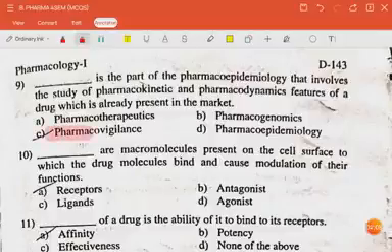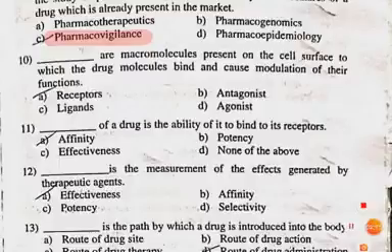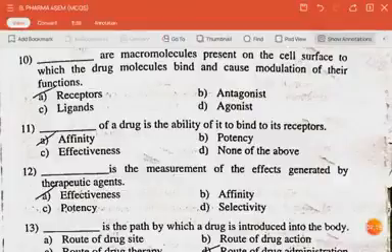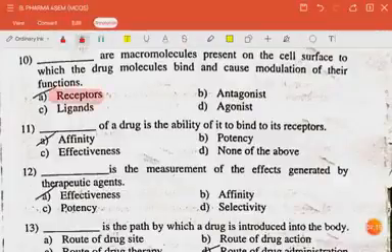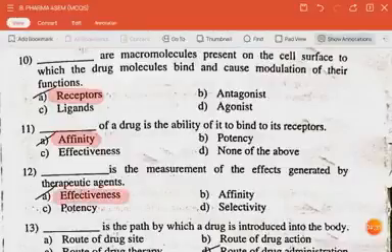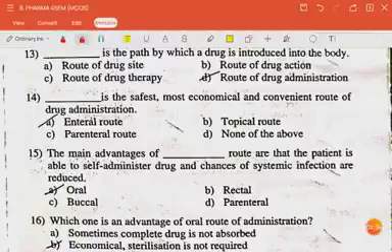The answer is pharmacovigilance. The next question is, dash are macromolecules present on the cell surface which the drug molecules bind and cause modulation of their function. The answer is receptor. The next question is, dash of a drug is the ability of it to bind to its receptor. The answer is affinity. The next question is, dash is the measurement of effects generated by therapeutic agents. The answer is effectiveness. Next question is, dash is the path by which a drug is introduced into the body. The answer is route of drug administration.